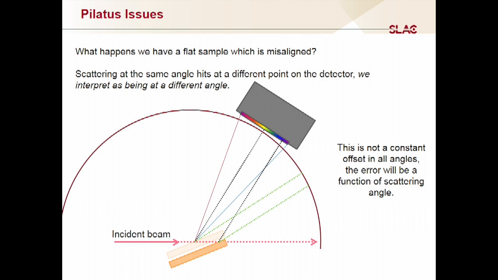It's actually a little bit worse because that offset is not constant in angle. So if you're at a shallower angle, the offset may be a little bit smaller than if you're at a large scattering angle. And so it's not simply that everything gets shifted, it's shifted by a different amount depending on where you are.